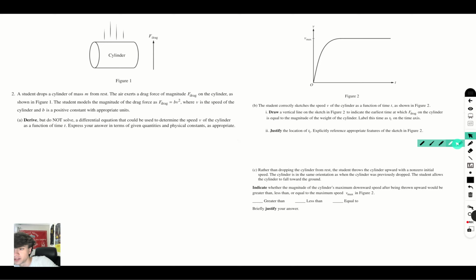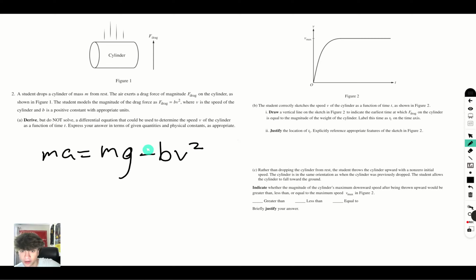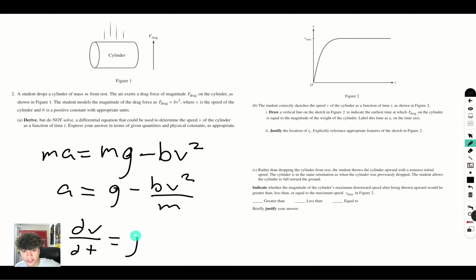All we have to do is first write out our force equation, ma. We know we have the force of gravity going downwards, mg, and then this drag force going upwards. Then we just have to slightly tweak this. We're going to try to get acceleration on its own. So a is equal to g minus bv squared over m. And our final step is to simply rewrite a as dv/dt, so dv/dt equals g minus bv squared over m.